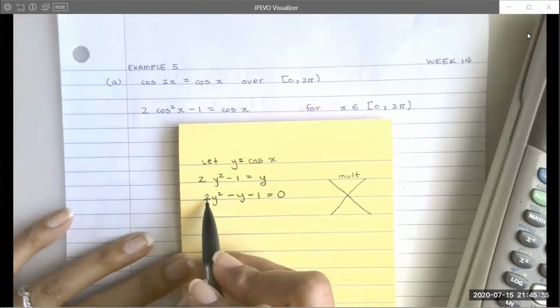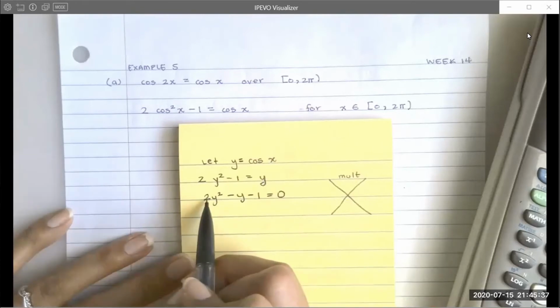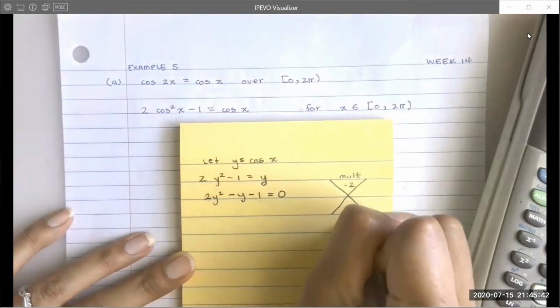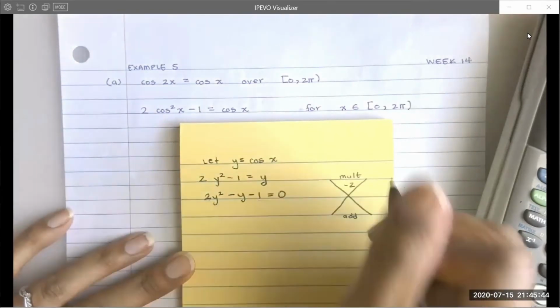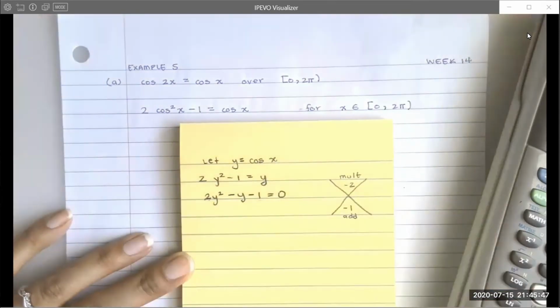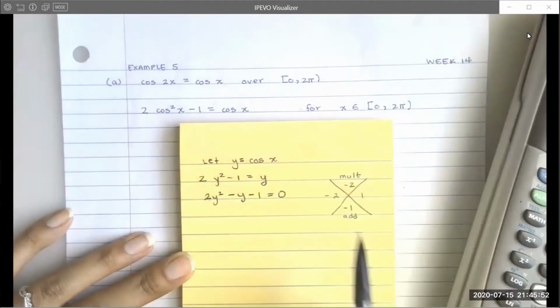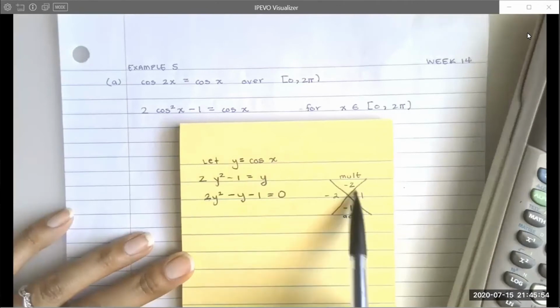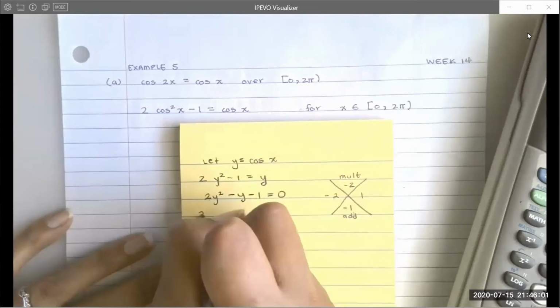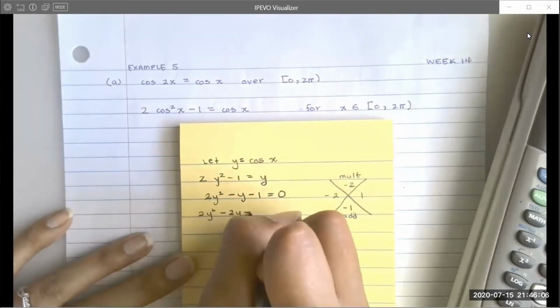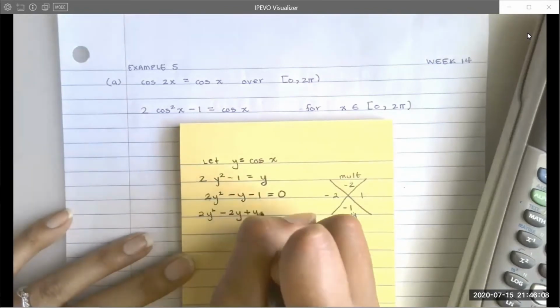Okay, so it's always a shortcut to look for what multiplies to 2 times negative 1, which is negative 2, and adds up to the coefficient of y, which is negative 1. Now negative 2 and 1 would satisfy those conditions because negative 2 times 1 gives us negative 2, and then negative 2 plus 1 gives us negative 1. And that would tell us that 2y squared minus 2y plus y minus 1 is equal to 0.